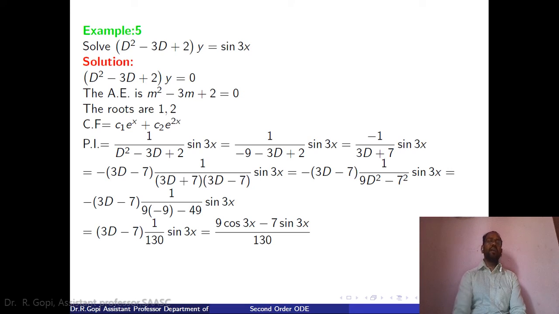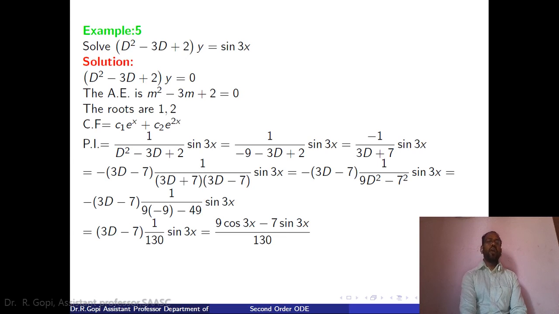D is nothing but differentiating the capital X. The capital X is here sin 3x, differentiating with respect to x. So that is nothing but 3 into 3 cos 3x. So 3 into 3 is 9 cos 3x minus 7 into sin 3x. So this is the particular integral of the form.